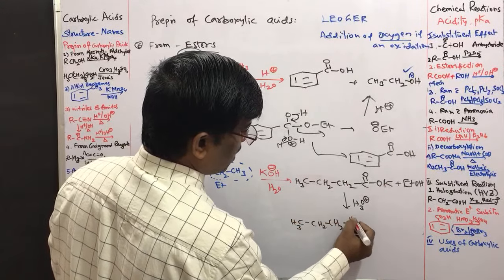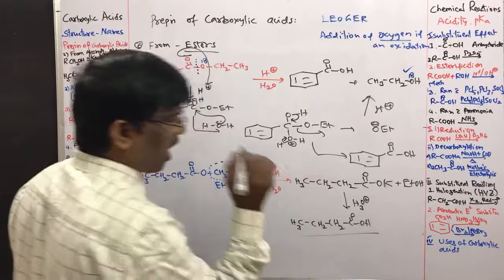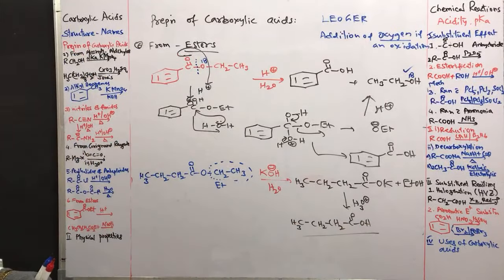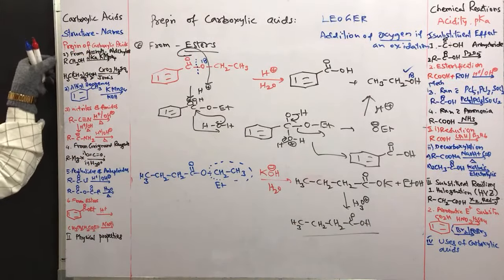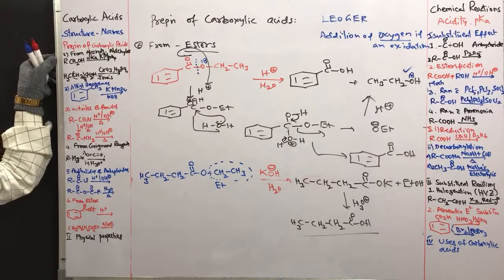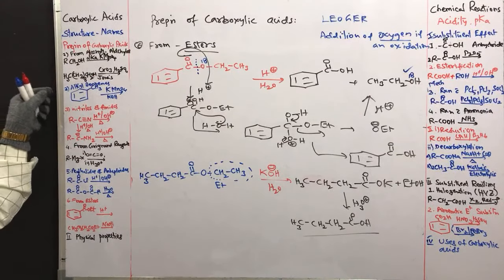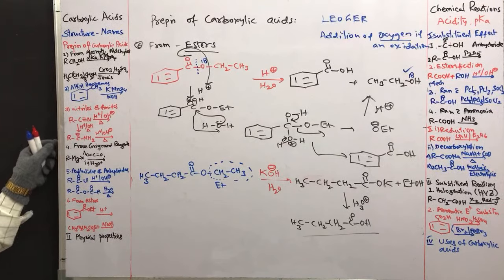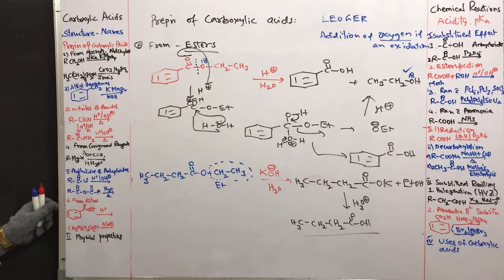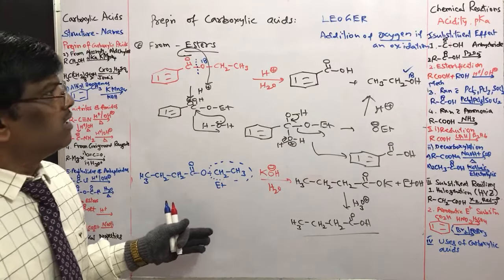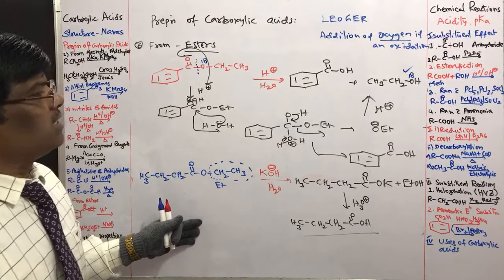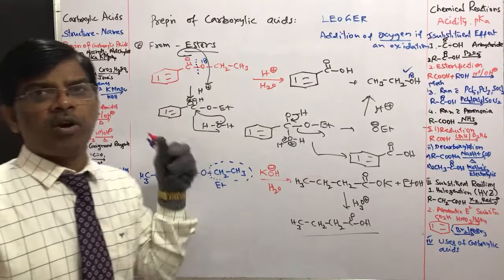So these are all the methods for the preparation of acids. Yes, students, you can prepare in these 6 methods: from alcohols, from alkyl benzenes, nitriles and amides, from Grignard reagents, from acyl halides and anhydrides, and from esters. So this is the preparation of carboxylic acid. Let us see the physical properties of carboxylic acids.